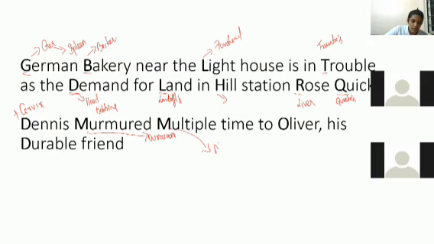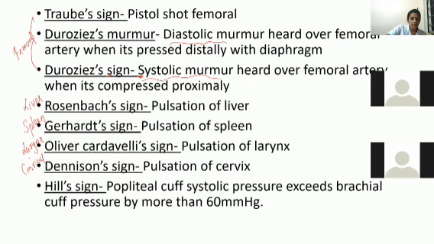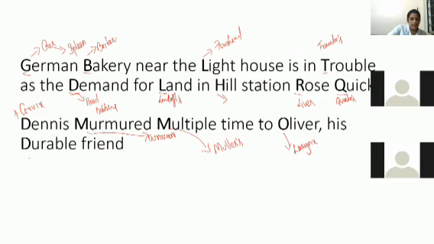Muller's sign is pulsation of the uvula. Then Oliver. O is Oliver Cardarelli's sign, that is the pulsation of the larynx. D for Duroziez sign, that is the systolic murmur. So you can also remember in this way.